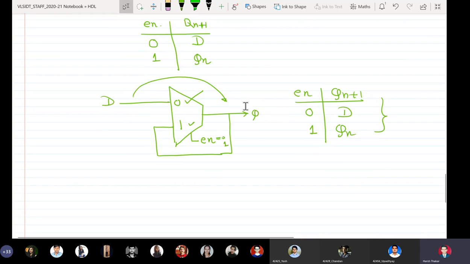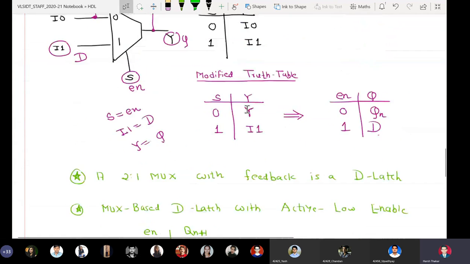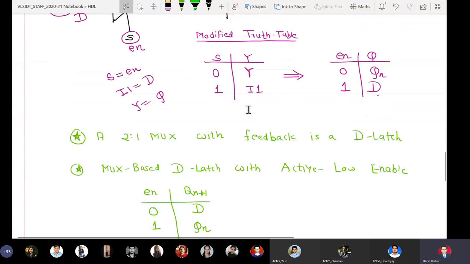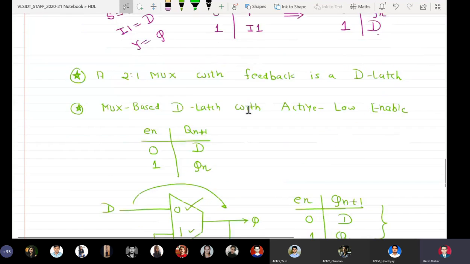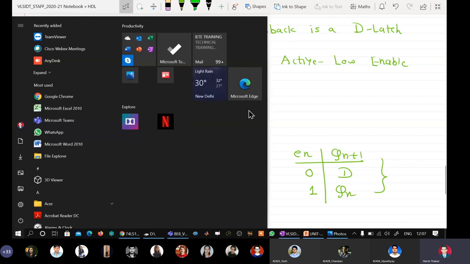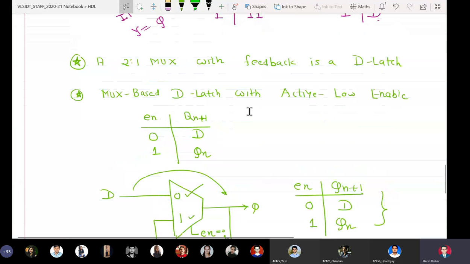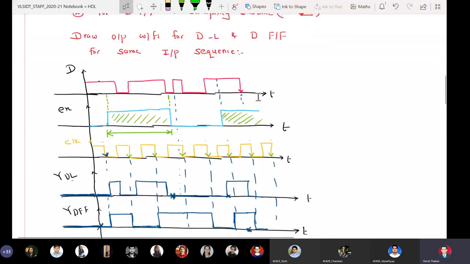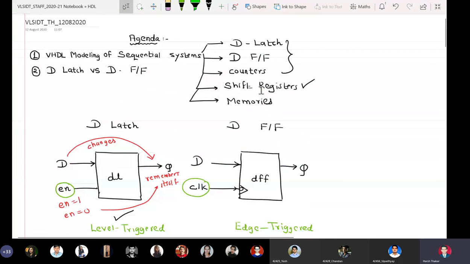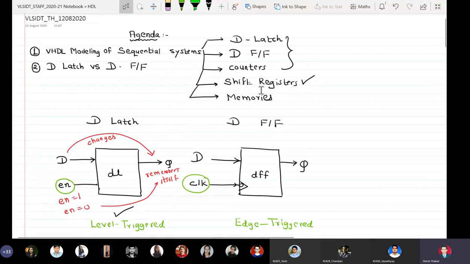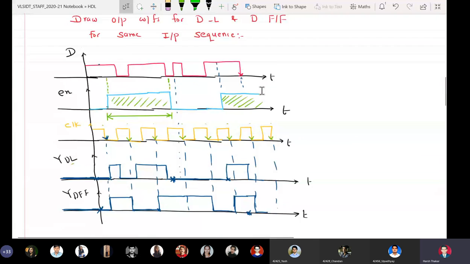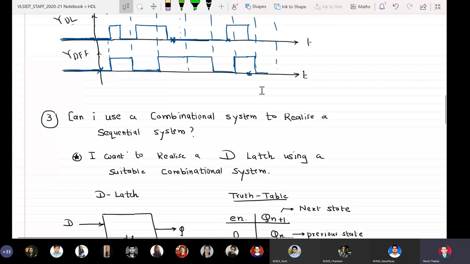So simply by changing where you give feedback, whether to the 0th input of the multiplexer or the 1st input, that will decide whether it's active high enable or active low enable. Okay, this was a very important clarification from my side. That is, what are the differences between D latch and D flip flop? And the third important concept we discussed was, can I convert a combo system to a sequence system? Yes, I can do that.